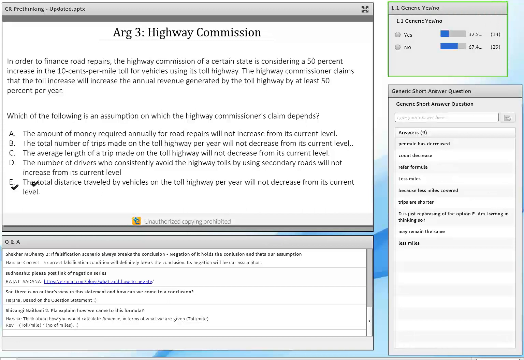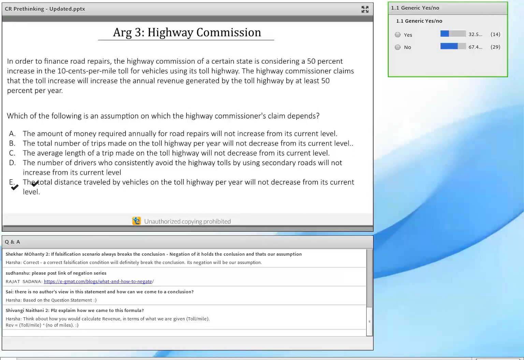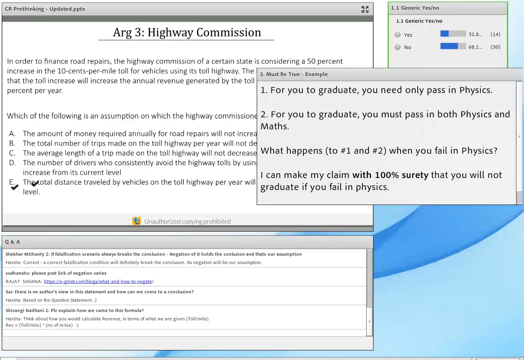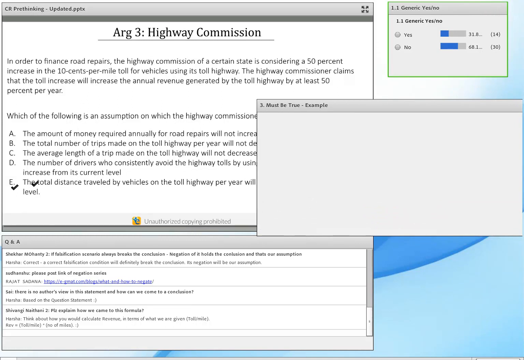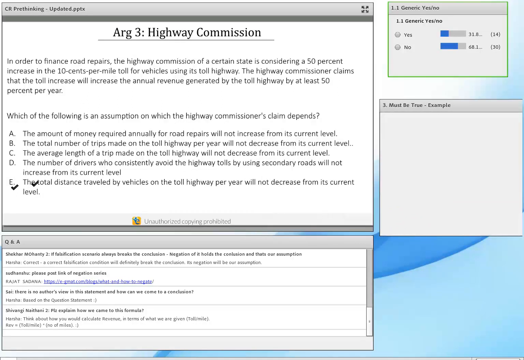Okay, let's look at choice D over here. This is where you need to understand, this is where the understanding of what an assumption is really important. So, let's look at choice D. And this is where you can do this fairly easily. Choice D says the number of drivers will not increase from its current level.